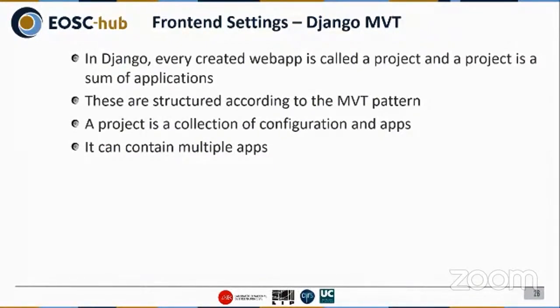In Django, every created web app is called a project, and a project is a sum of applications. These apps are also structured according to the MVT pattern, and a project is a collection of configuration and multiple apps, or one app, depending on the project.